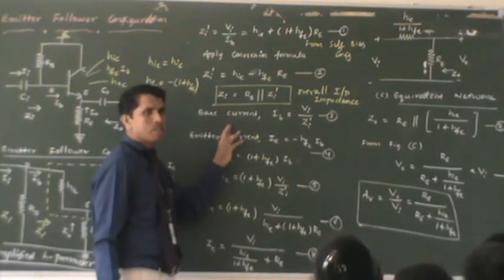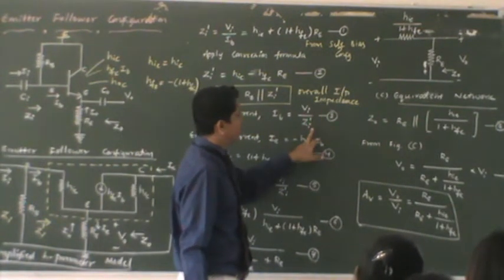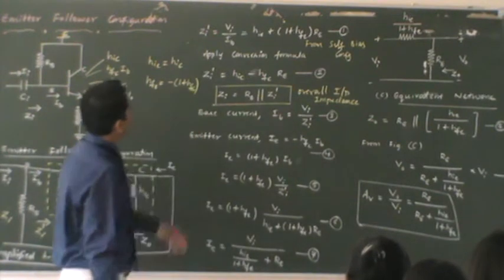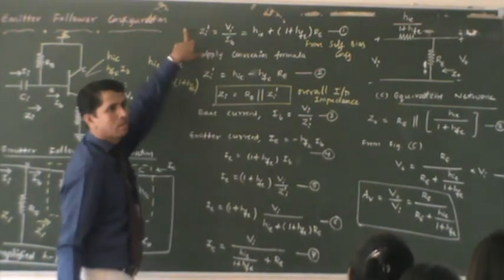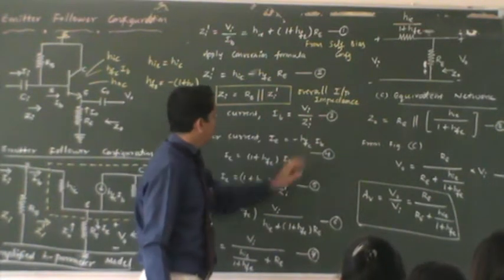Next, let me find out the expression for the base current. So base current IB is given by VI divided by ZI dash. Here, same thing, we cross multiply this now to get it as equation 3. Okay. So IB is equal to VI divided by ZI dash.